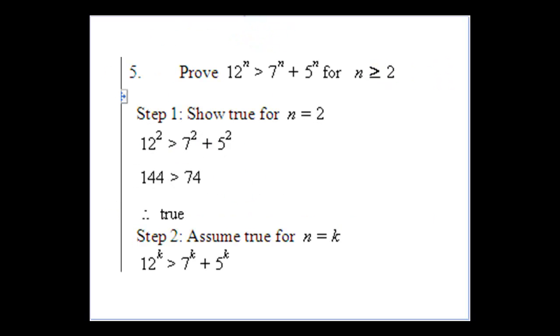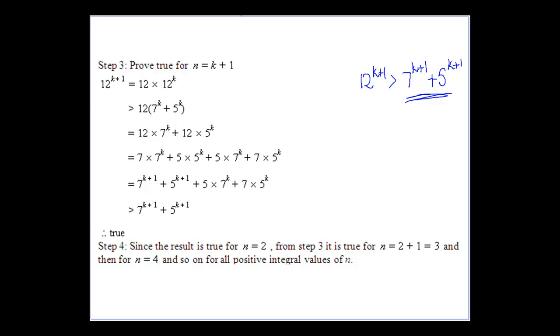In the last one here, we've got 12 to the power of n greater than 7 to the power of n plus 5 to the power of n, and now it's for n greater than or equal to 2. So we substitute 2 in, 12 to the power of 2 greater than 7 squared plus 5 squared, 144 is greater than 74, not a problem. Assume it's true for n is equal to k, 12 to the power of k greater than 7 to the power of k plus 5 to the power of k. That's all okay. We're going to get that into our step 3.